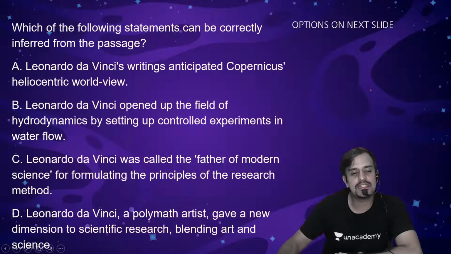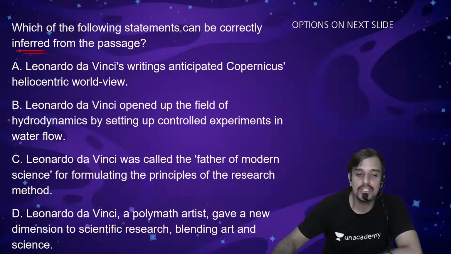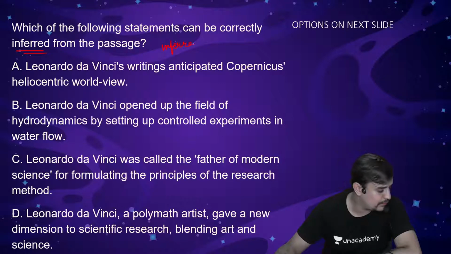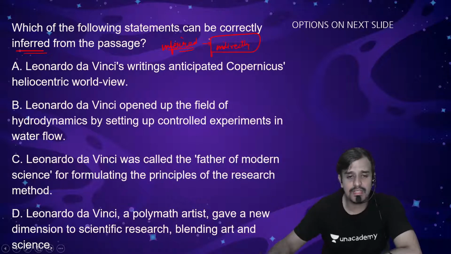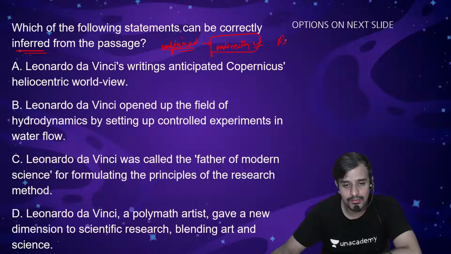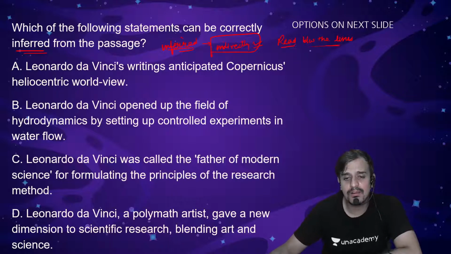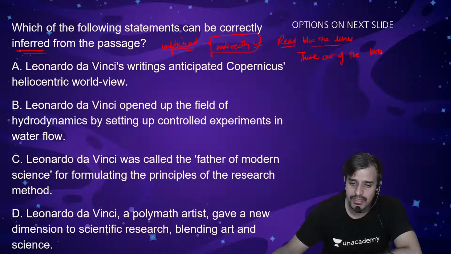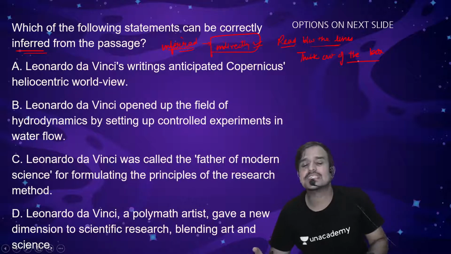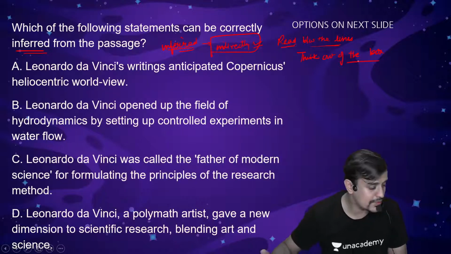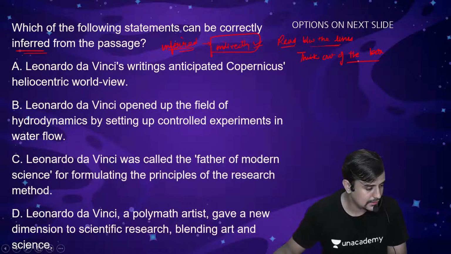Which of the following statements can be correctly inferred from the passage? So look, when we talk about inferred, what does it mean? It means something which is indirectly given in the passage, not directly given. You will have to read between the lines, and along with that, you'll have to think out of the box. If an option is directly given in the passage, that option stands for false. That option is not true. Remember that.